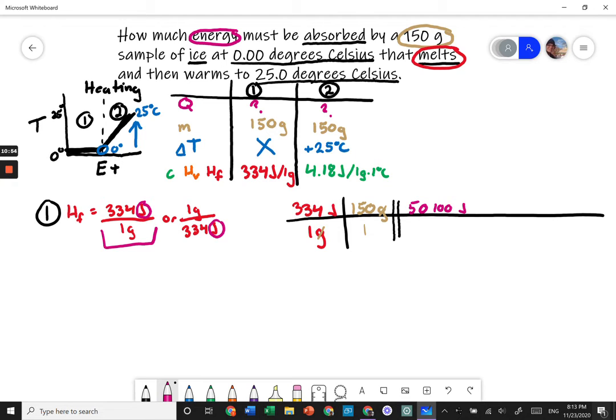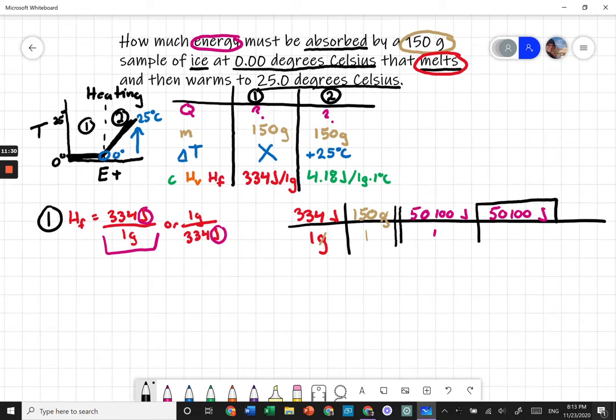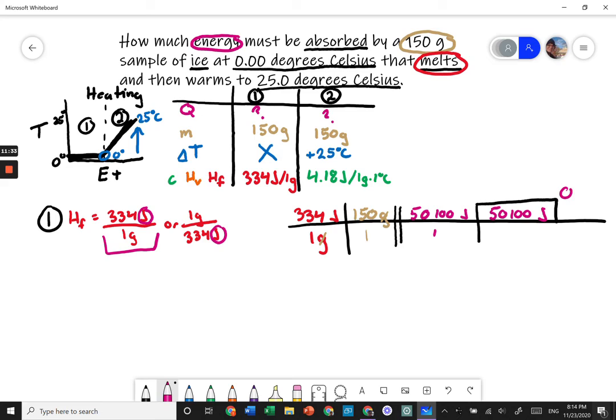50,100 joules on top. And then I need to multiply everything on the bottom. This 1 no unit times 1 no unit. So that gives me just 1 on the bottom. Now I need to divide the top by the bottom. That's what the horizontal line is telling me. The 50,100 joules on top is divided by what's on the bottom. Well, 50,100 joules divided by 1 is going to be 50,100 joules. And that's going to be our final answer. And this is going to be the joules of energy that is absorbed in region 1 of our graph. So I'm going to say this is our Q1.